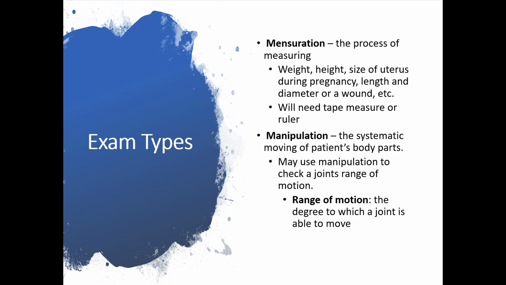Mensuration is the process of measuring, which you could measure the height, weight, size. Typically, you need a tape measure or a ruler for this. And then manipulation is the moving of a patient's body parts, and it can be used to check range of motion and to see how well a joint is working.